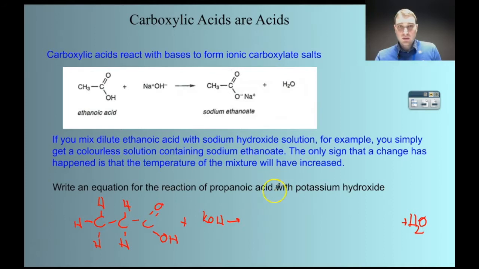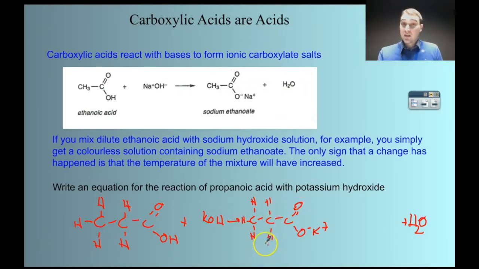And then we need to make our salt. So our salt is going to be C double bond O, O minus K plus. Need to fill in the rest of our H's. There we go. Okay, so our salt is going to be potassium, and we've got propanoic, so it's going to be propanoate. So potassium propanoate is our salt, and water is our other product.